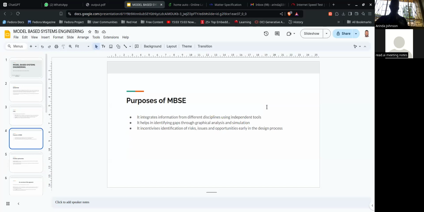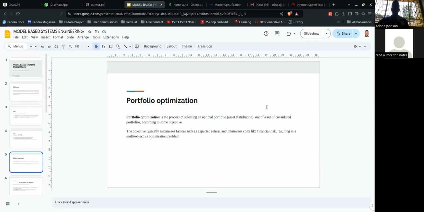So the purpose of an MBSE approach is that it integrates information from different disciplines using independent tools, and helps in identifying gaps through graphical analysis and simulation. Instead of building the whole system at once, you can always do graphical analysis as you iterate through the system development life cycle. So it incentivizes identification of risks, issues, and opportunities early in the design process.